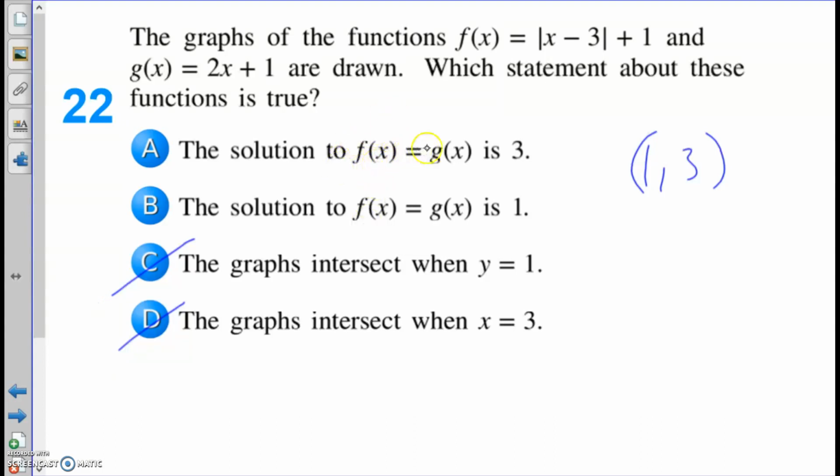The solution to f of x equals g of x. The solution of f of x equals g of x is referring to the x values. And that I think is a little confusing the way that that's worded. So I believe the answer here is choice B. The solution to f of x equals g of x is basically saying for what x value are they going to have the same y value. And I get why that's a little confusing. So that's kind of a trap question right there, I believe.